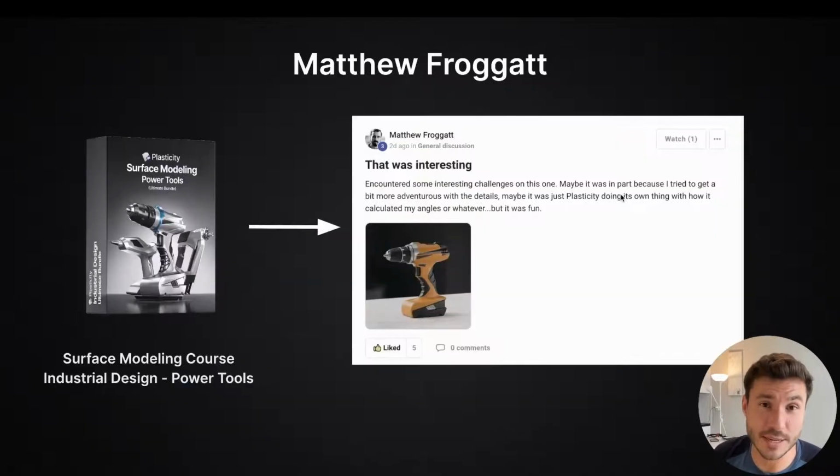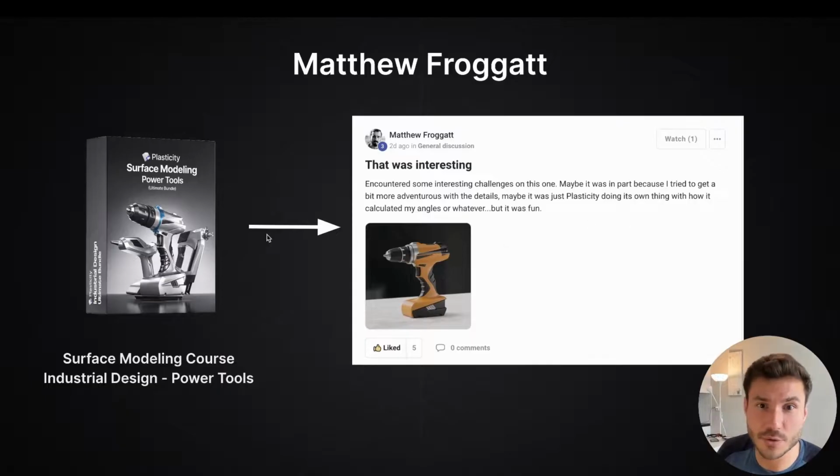Right? So let's check another example. Matthew took this surface modeling course where I go over the power tools, those industrial design things. And that was interesting, he encountered some interesting challenges on this one. So what he's saying is, I've encountered some interesting challenges. So he sees it the right way. Challenges are something good. It's interesting. You can learn something from them. Problems, mistakes, the same. It's good.